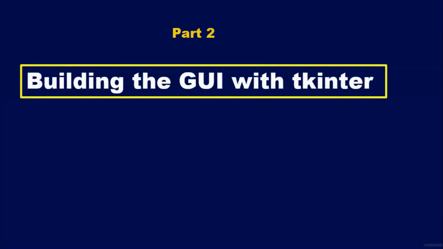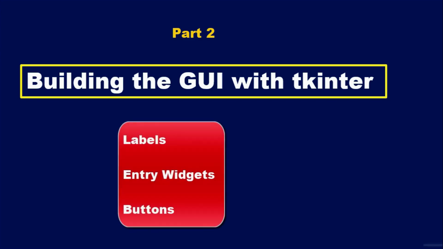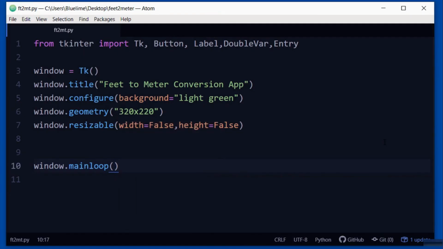Hello and welcome to part 2 of building the GUI with tkinter. In this part, we're going to add some labels, some entry widgets, and a couple of buttons to the application window. I have pre-staged the code that I'm going to use to create the labels, the entry widgets, and the buttons, and I'm going to add them a chunk at a time and then explain it.